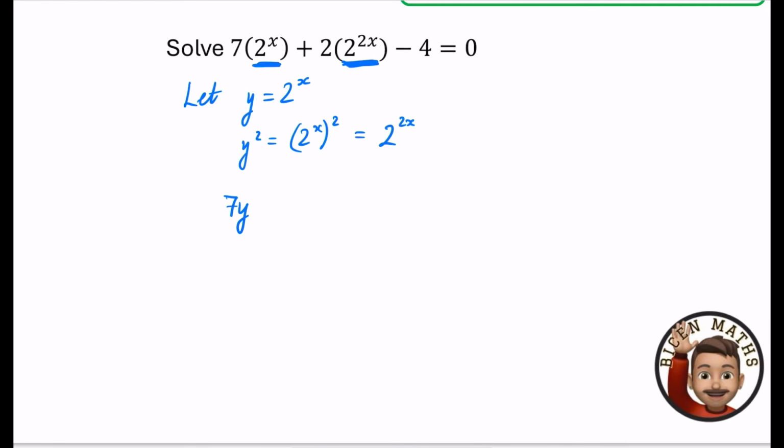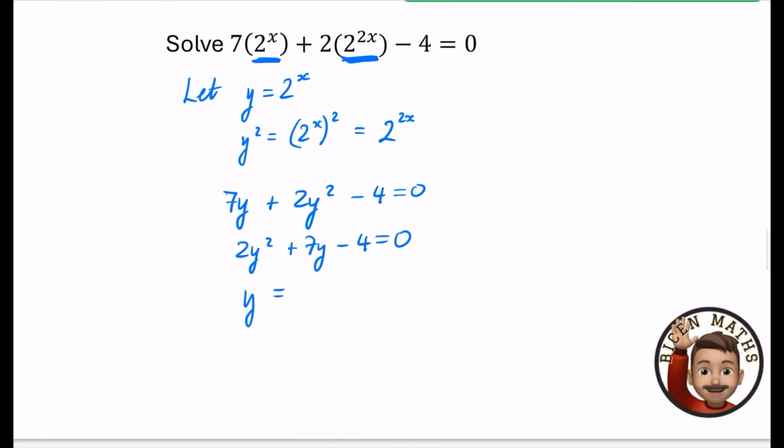So I get 7y plus 2y squared minus 4 equals 0. If you want to, you can rewrite the order as 2y squared plus 7y minus 4 equals 0. And again, I'm just going to go straight into the calculator with my coefficients of 2, 7, and minus 4. It tells me that y is equal to a half, or y is equal to minus 4. But remember, y is 2 to the power of x.